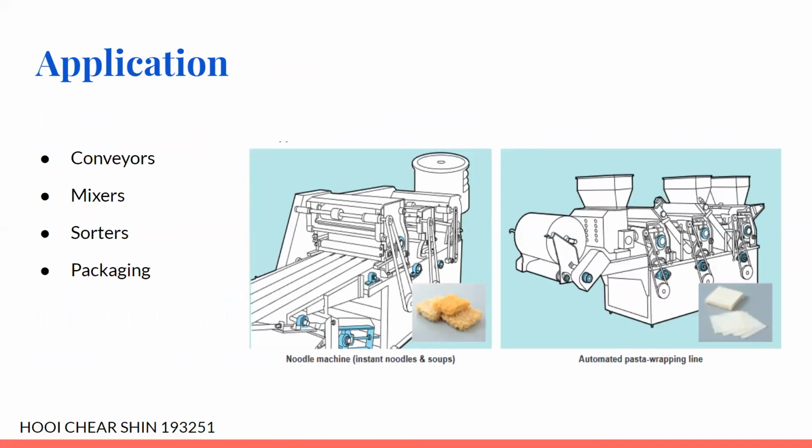The applications of bearings are usually in conveyors, mixers, sorters, and packaging. From the two pictures on the left side, you can see a noodle machine and also an automated pasta wrapping line machine. The element in blue color shows the bearing.